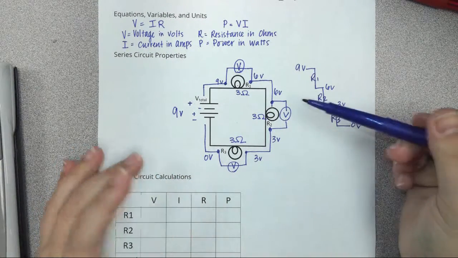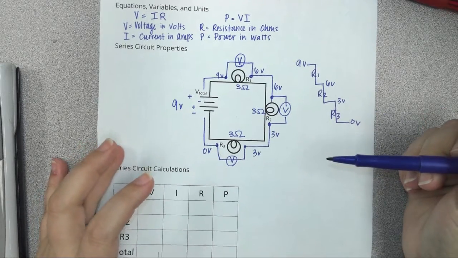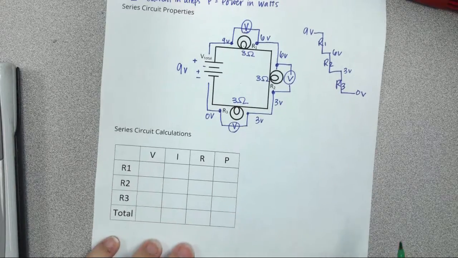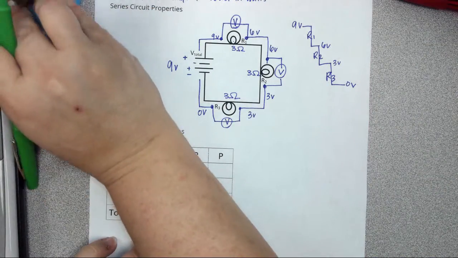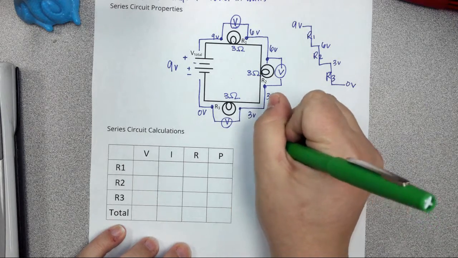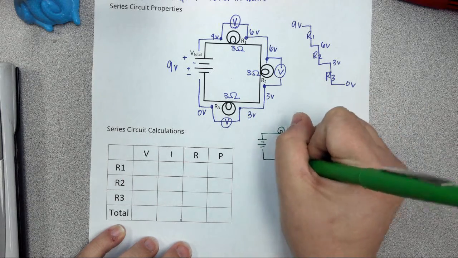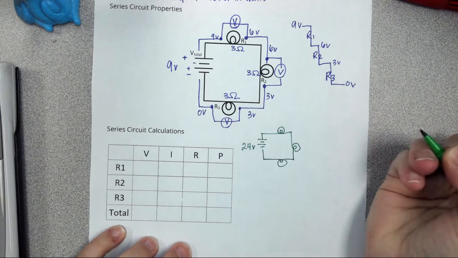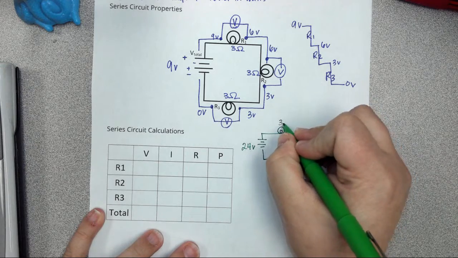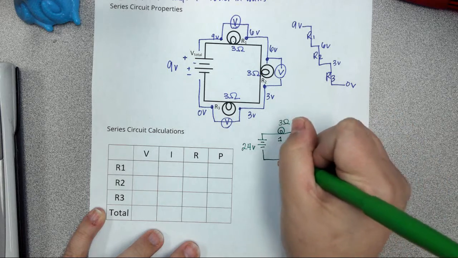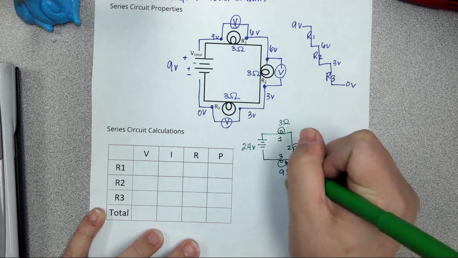So, having done that one, those numbers were fairly pretty. So let's go ahead and say that we are going to do another circuit for the math. So I'm going to change colors here. And I'm going to say that our new circuit is going to look like this. This time, let's say we have 24 volts in our battery, and our resistors are 3 ohms for 1, 6 ohms for 2, and 9 ohms for 3.